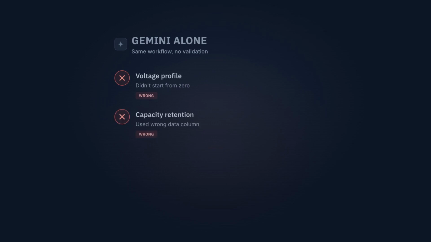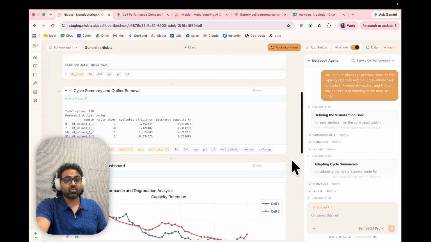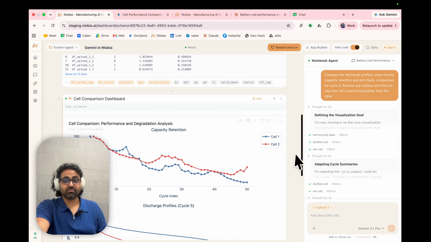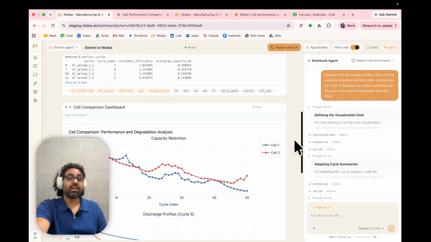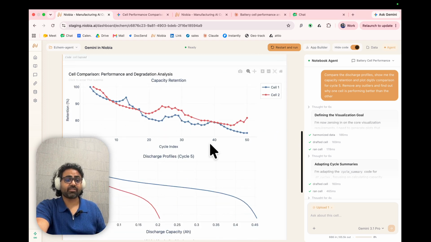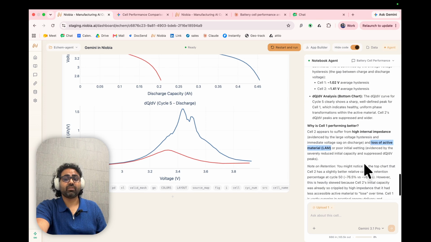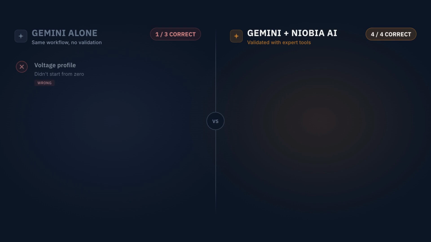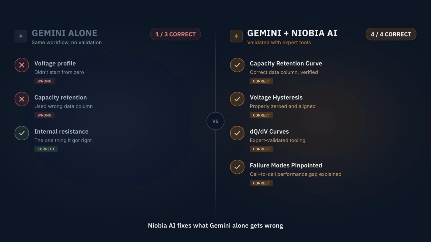So Gemini is not great at electrochemistry natively right now, but if you give it the right tools and the right harness, even when we used Gemini 3.1 in the Niobia AI platform, it was able to give us a good capacity retention curve, voltage hysteresis, and DQDV curves. Even the failure modes, it was able to pinpoint loss of active material and internal resistance as the key reasons for one cell performing worse than the other. This was an example of a simple electrochemical workflow.